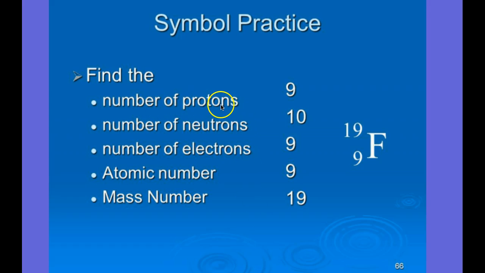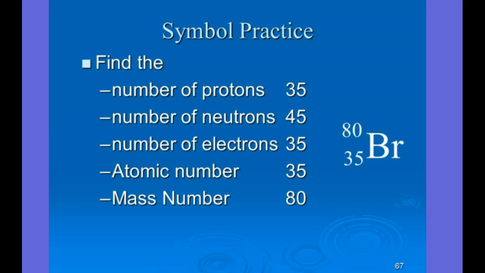So, some symbol practice. The number of protons is 9, which is the atomic number, so you write it there. The number of neutrons is not going to help us out yet. The number of electrons is 9. If our electrons and protons are equal, we don't need to do anything about it. Atomic number is 9, so again 9 is written there. Mass number is 19, so the 19 goes up there. Or you could add the neutrons plus the protons to get 19. And then of course the letter F for fluorine.